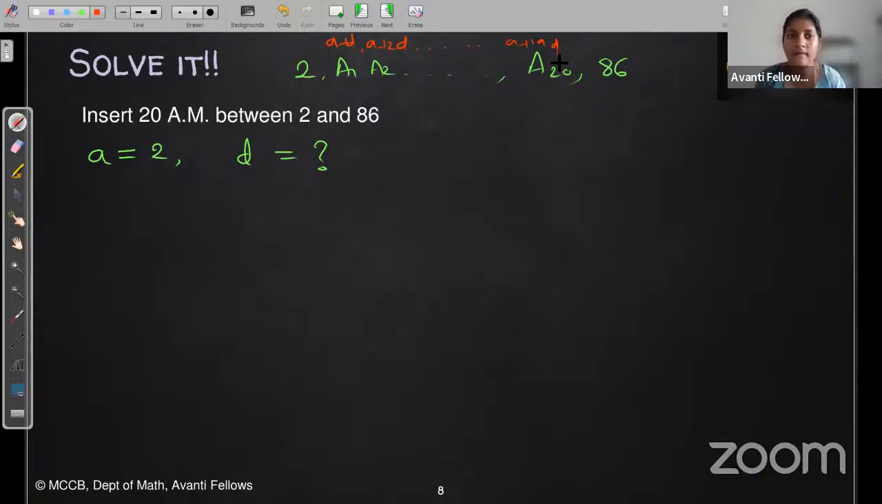JNV Chitradurga, answer me. What will be the D formula? How do we calculate it if the number of terms is given to us and the first and last term are given to us? We just discussed it in the previous slide. Answer me in the chat box. Let me know the answer.